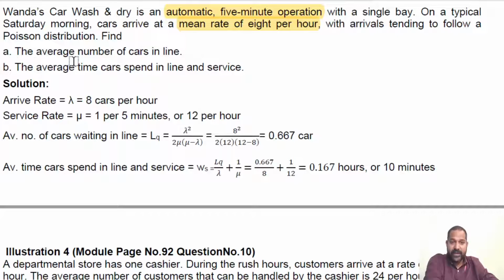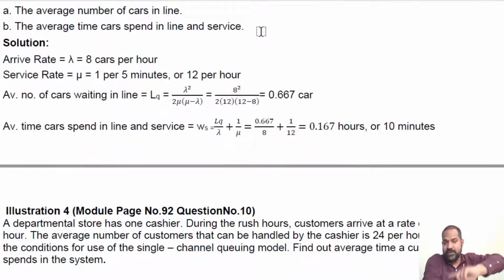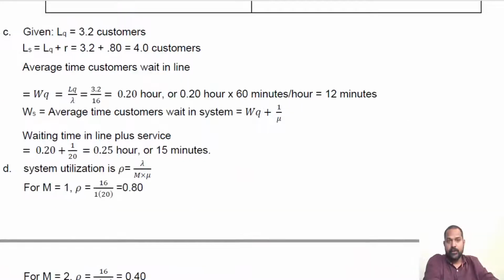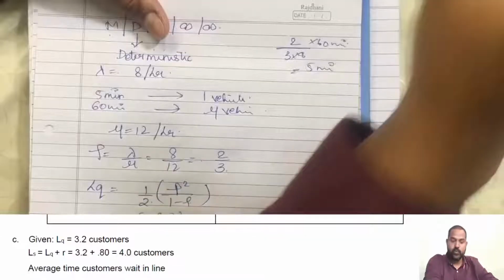What is the average number of cars in line? In line, so length of the queue. Length of the queue is LQ 0.66666, which is 0.67. The average time a car spends in line and service: 5 minutes in line, 5 minutes in service, 10 minutes. That's it. With this, the chapter queuing theory comes to a sweet end.